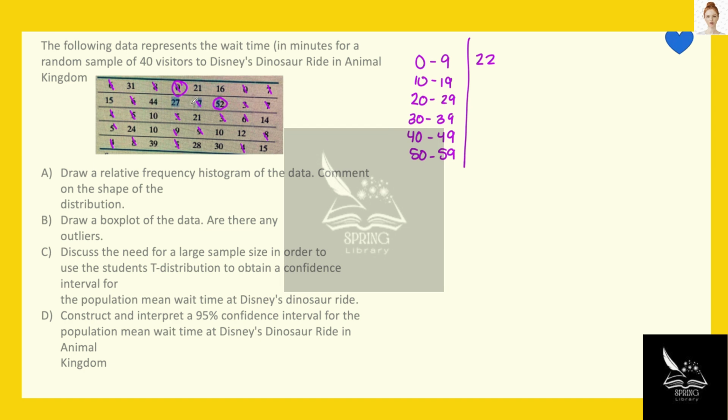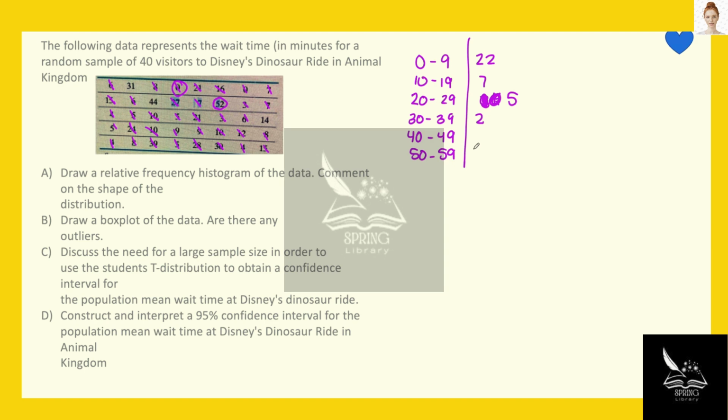Between 10 and 19, there's 1, 2, 3, 4, 5, 6, 7, so that's 7. Then 20 to 29 would be 1, 2, and 3. So that's 3. Actually, 4, I missed that one. Then 30 to 39 would be 1, 2. I'm missing another one here, for 5.